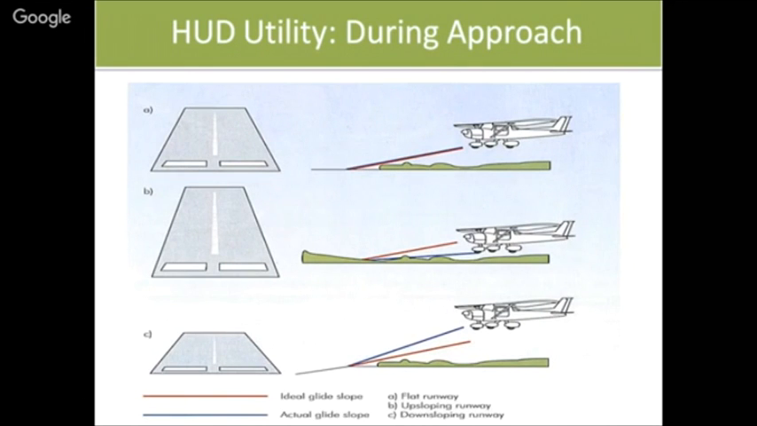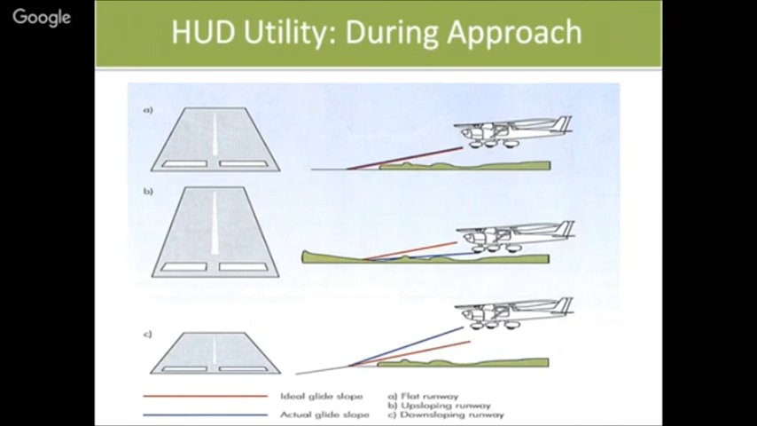Now, what is the utility of HUD during approach? I have shown one typical scenario. There are three types of airstrips shown in this picture. One is the airstrip which is a flat airstrip, which is sufficiently wide as per standards. Now, in this case, you may be aware or may not be aware that whenever aircraft approaches the airstrip, it basically glides. It neither accelerates nor decelerates. It glides at a particular speed.